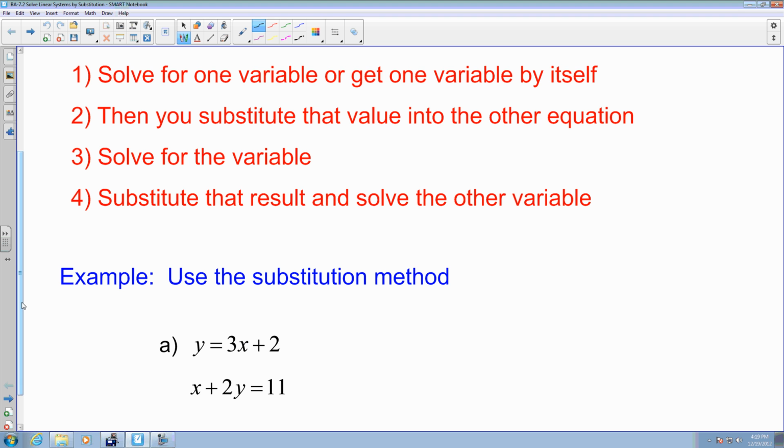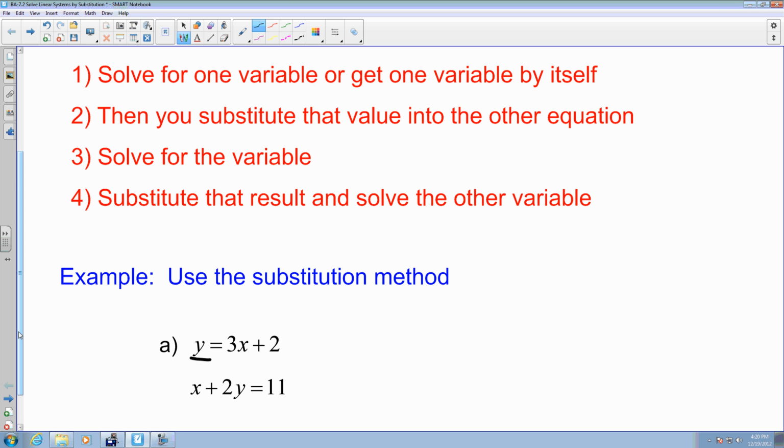Here's what we do. So we have example A as y equals 3x plus 2 and x plus 2y equals 11. So first step is we need to get one variable by itself. And if you look, we have a y equals already in our first equation. So y is already by itself. So step 1, it was kind of already taken care of for us for this example.